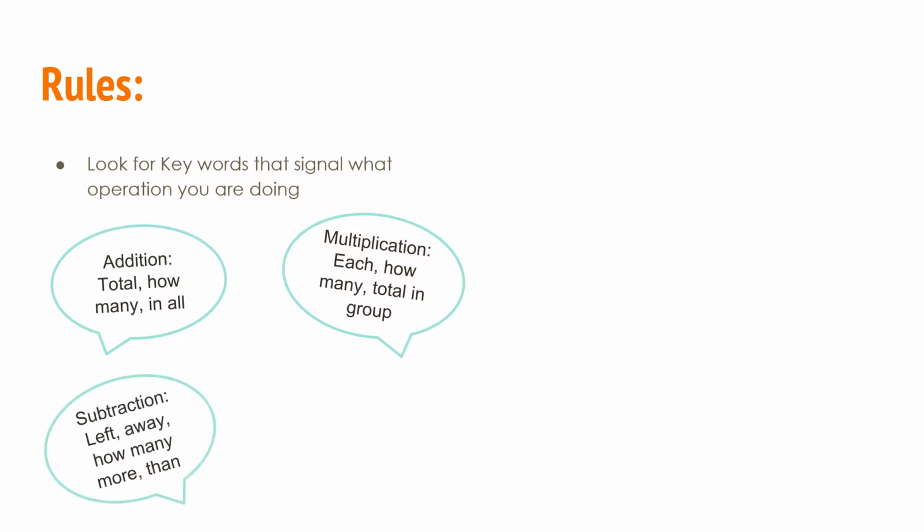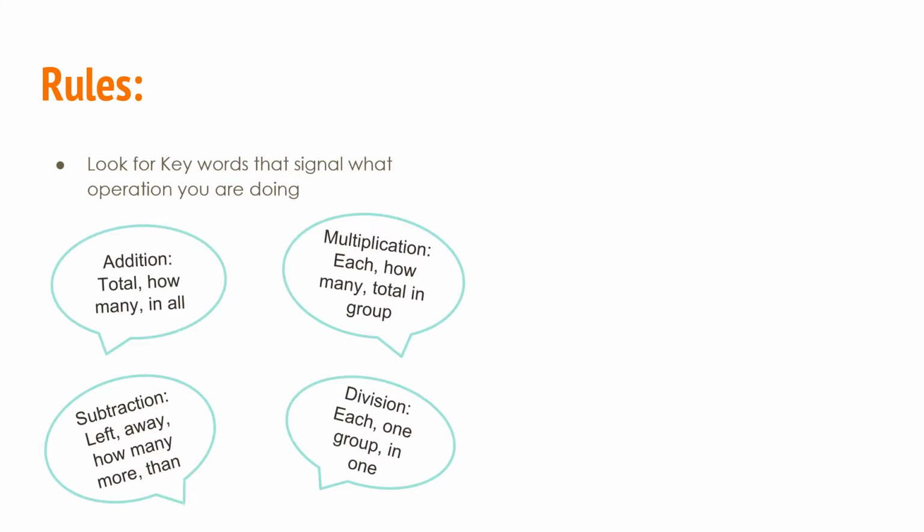Subtraction, however, is a little easier. We know that when you're left with something is what you have at the bottom. So left or away is usually when you're subtracting. Now, you also want to take a look at the words how many more or than. When you're asked the words how many more or than, you're comparing numbers, which means you're looking for the difference between them. That's when you're subtracting.